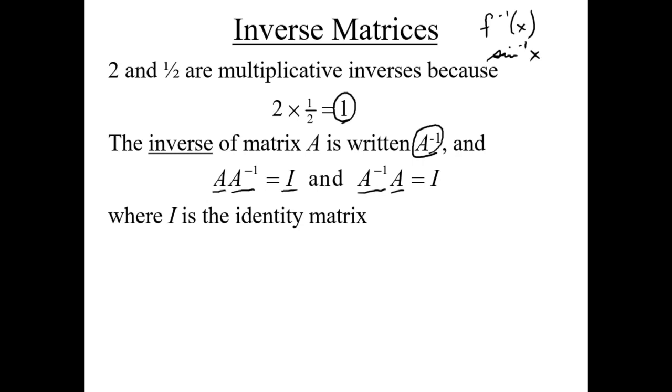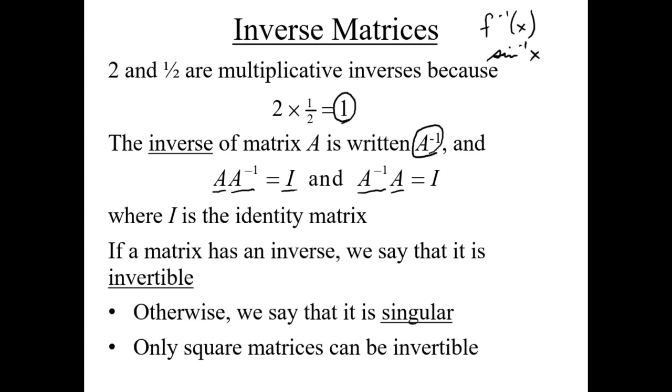I should mention that we will only talk about the inverse of a square matrix. I would never talk about a matrix that is not square and say, find the inverse. It doesn't work that way. We only talk about inverses of square matrices. If a matrix has an inverse, we say it is invertible. That's a real deep definition, I know. If it is not invertible, we call it singular. Only square matrices are invertible, so we wouldn't talk about it otherwise.